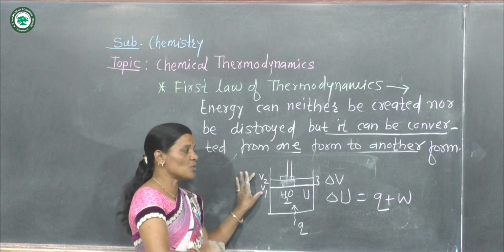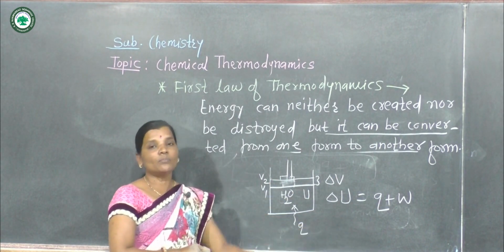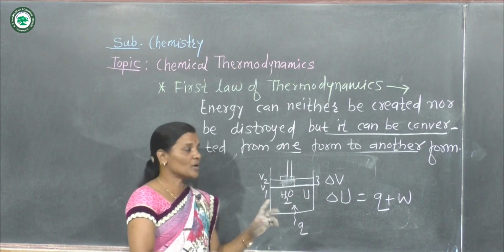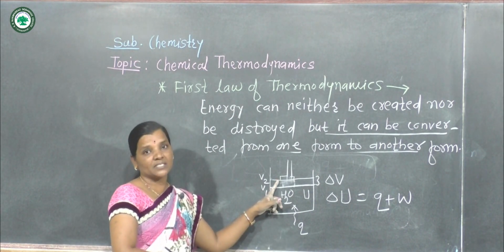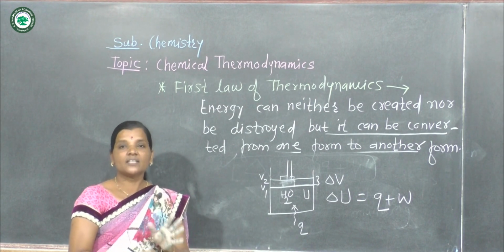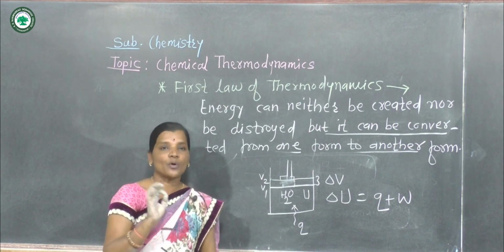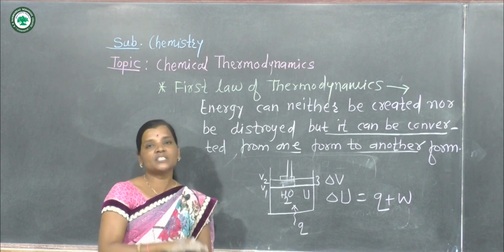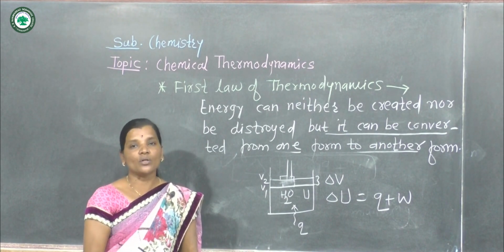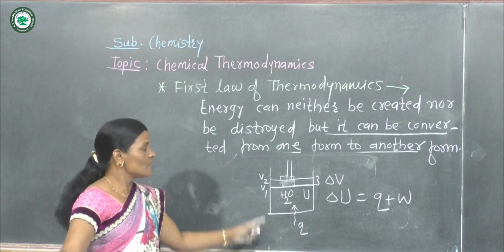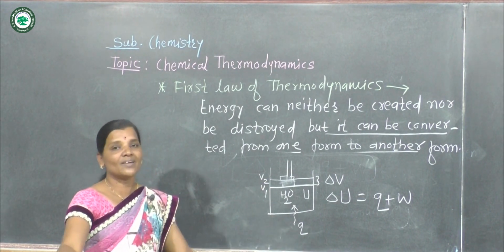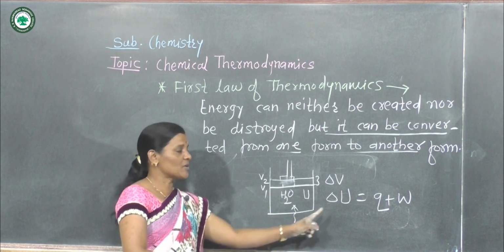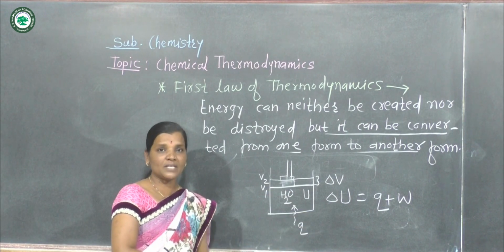But here one thing is, whatever work is performed, that is by the system and not on the system, because here expansion takes place. And so we have to consider the sign convention. That is very important. When heat is provided, what type of work is performed, whether that is by the system or on the system. So this is the first law of thermodynamics, delta U is equal to Q plus W, and by this small experiment we have seen how delta U is equal to Q plus W.